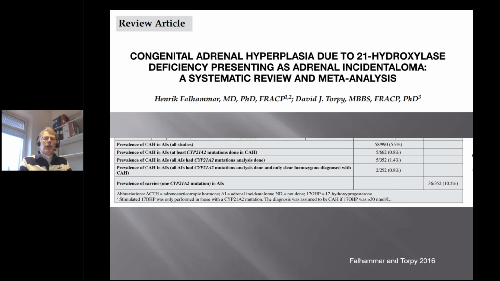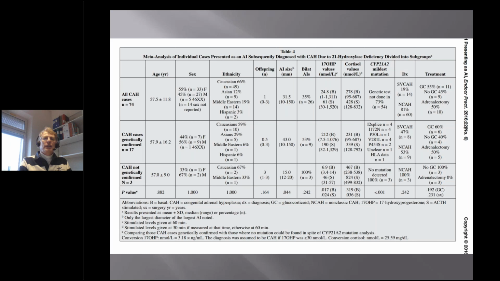So a few years ago, we did a meta-analysis of adrenal incidentaloma and how many were later diagnosed with CAH. And if you combine all studies, it's around 6%. But if you look into those who had genetic confirmation, it's less than 1%, 0.8%. And in the individual cases, if you just look into all, the majority is non-classic CAH, but there's quite a few simply virilizing also, mostly men. But if you look into those who had genetic confirmation, it was equally common with simply virilizing and non-classic CAH.